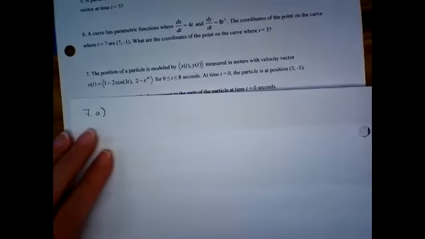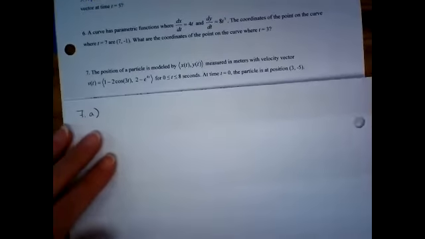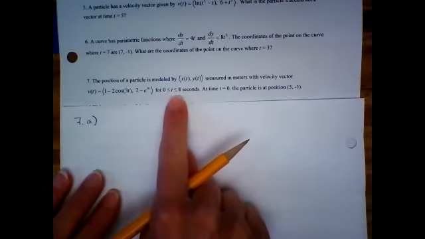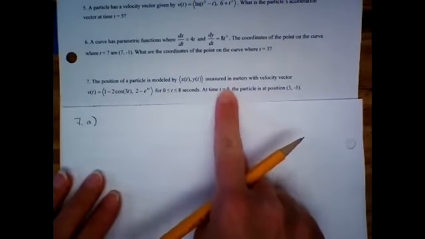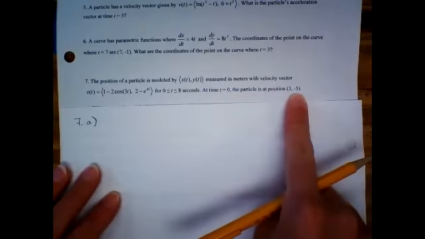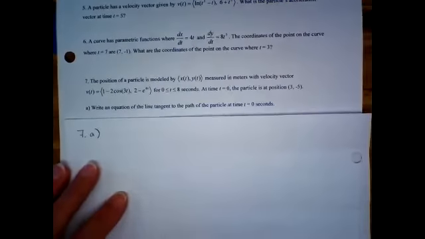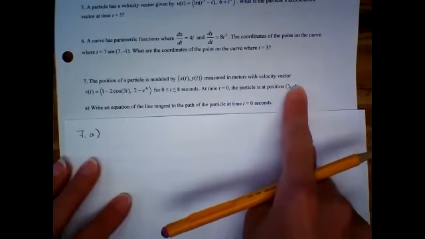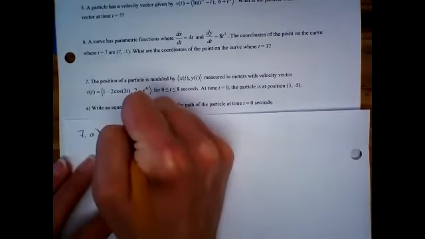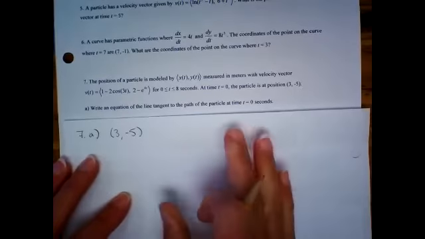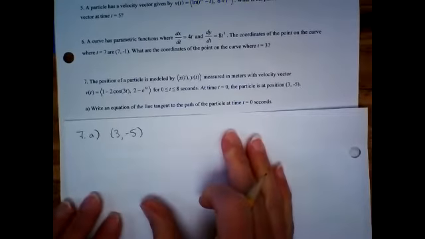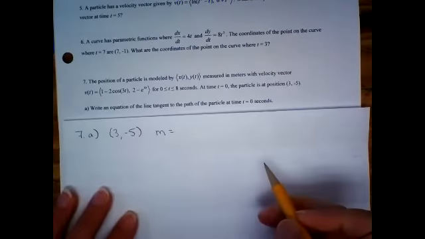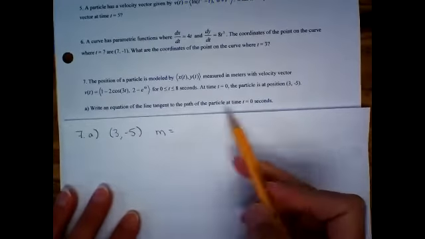All right, so for 7, there are all these parts to it. We're gonna use this velocity vector. Time goes from 0 to 8 seconds, measured in meters, and at time 0, so this one actually does start at 0, position is 3, -5. So letter A says write an equation of the tangent line at this time 0. So we're gonna need a point and a slope. This is our point, 3, -5. And then slope comes from the derivative, which this is velocity, so that is our derivative. And we're gonna just need to plug in time being 0.